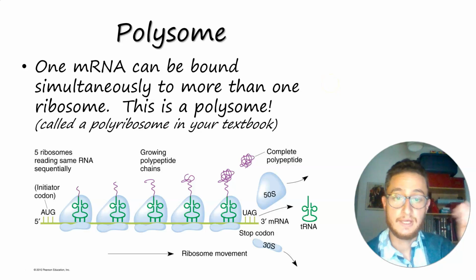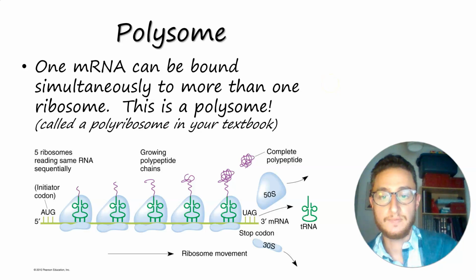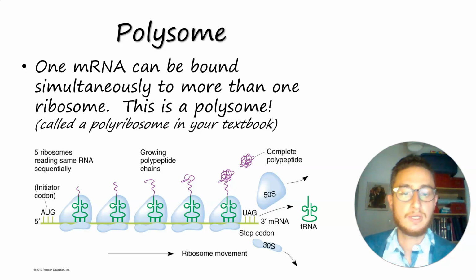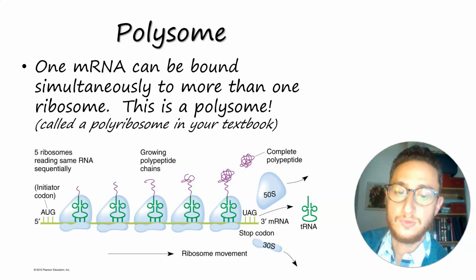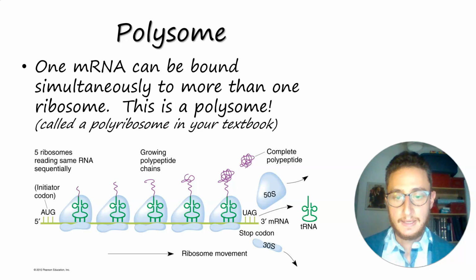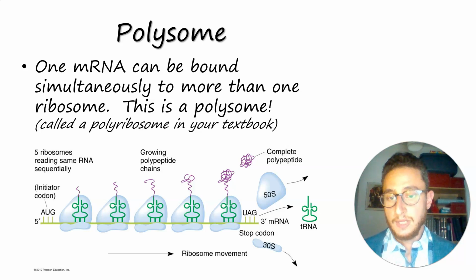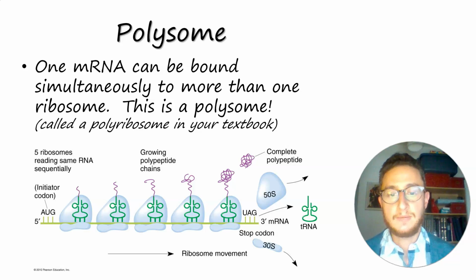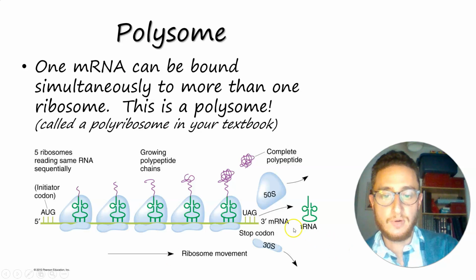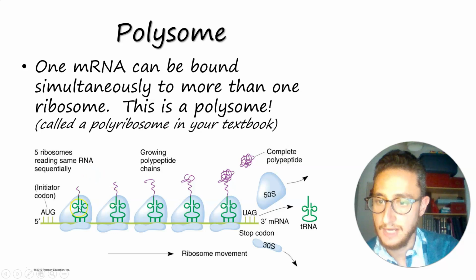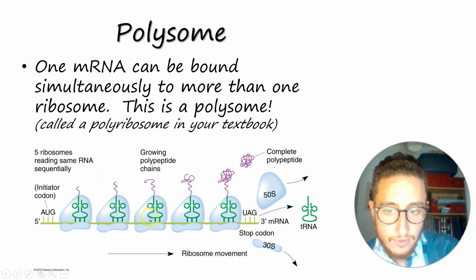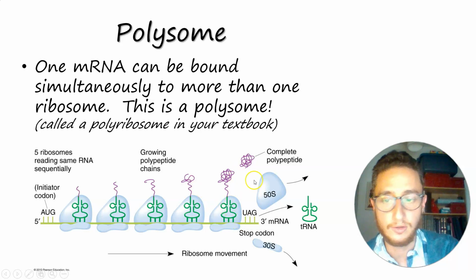So before we get to that step, let's just have a look at this. Just like we could have multiple RNA polymerases working on the same strand of DNA to make multiple mRNAs, we can do the same thing with ribosomes. Each one of these represents a different ribosome bound to the same mRNA. 1, 2, 3, 4, 5 of them in a row. And as they're moving farther along, you can see the protein has gotten longer and longer and longer.